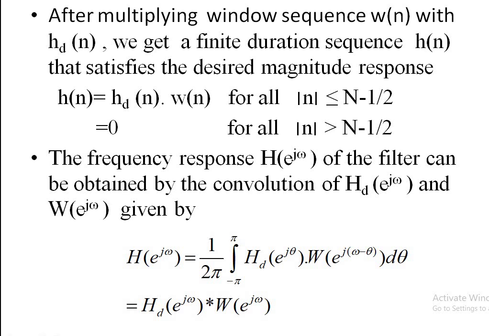After multiplying this, we can proceed further to find the frequency response H of e power j omega of the filter, which can be obtained by finding the convolution between HD of e power j omega and W of e power j omega, where HD of e power j omega represents the Fourier transform of HD of n, and W of e power j omega represents the Fourier transform of W of n. Since multiplication in the time domain leads to convolution in the frequency domain, the frequency response is given as H of e power j omega, equal to the convolution of HD of e power j omega and W of e power j omega.